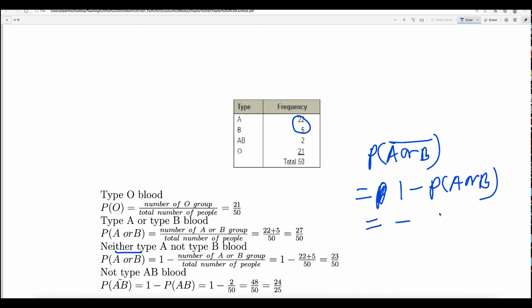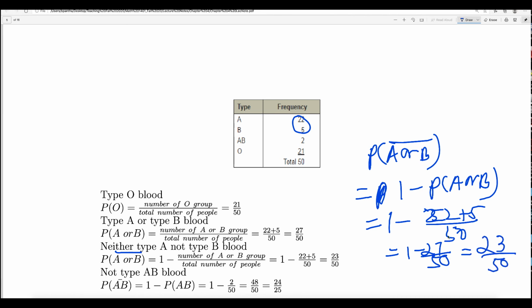That is 1 minus, what is the probability of A or B? 22 plus 5, right? 22 plus 5 divided by 50. That is 1 minus 27 over 50. That is 23 over 50. That's what you get. Okay?